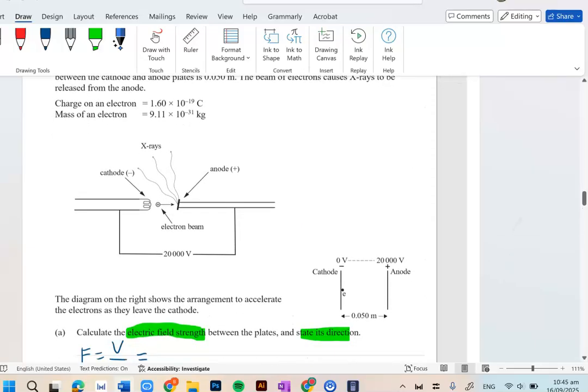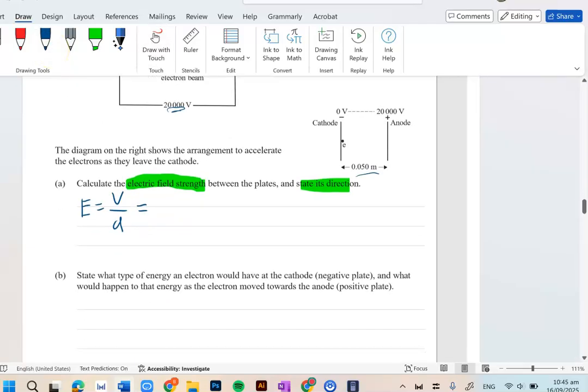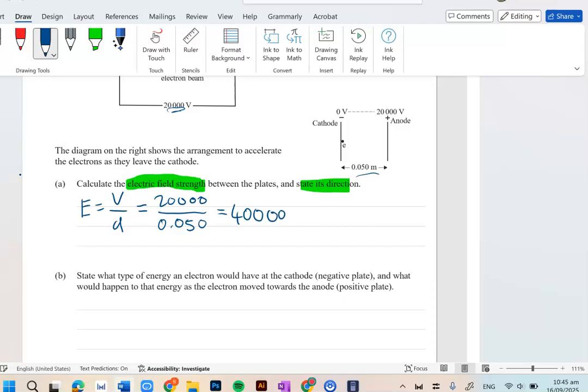we've got this 20,000 volts here. And then we've also got this distance that's already been converted to meters. So it's just simply 20,000 divided by 0.050, and that's going to equal 400,000 V/m, or you could write it out as 4 times 10 to the 5 V/m.